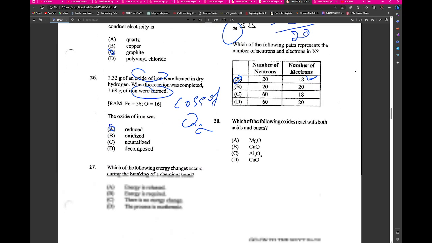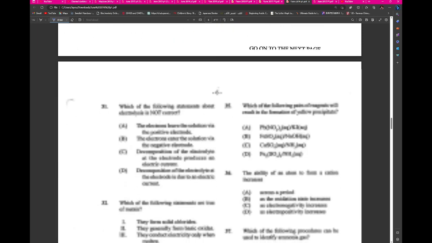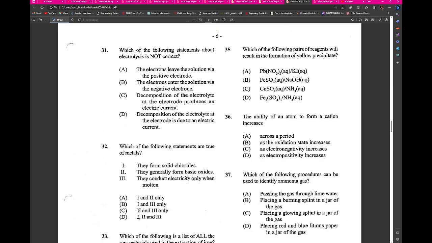Which of the following oxides react with both acids and bases? Aluminium oxide, because it's amphoteric. 31. Which of the following statements about electrolysis is not true? Electrons enter solution.